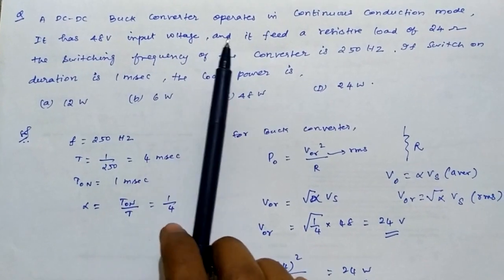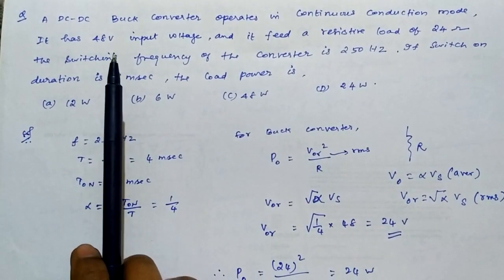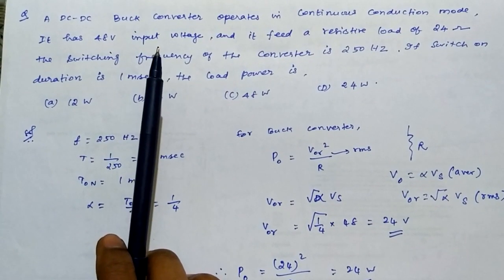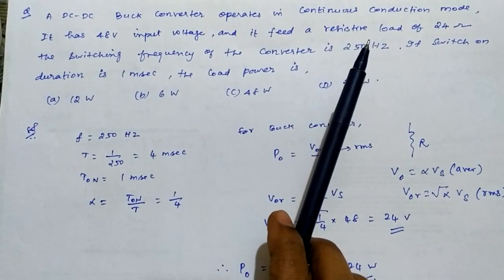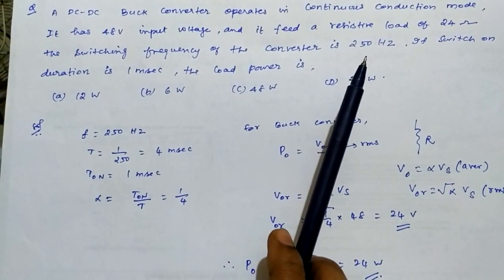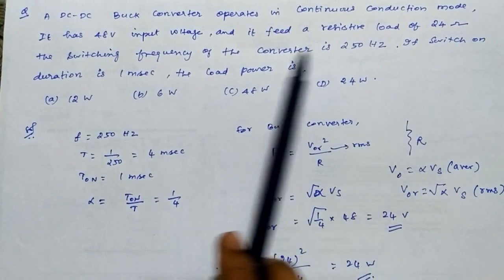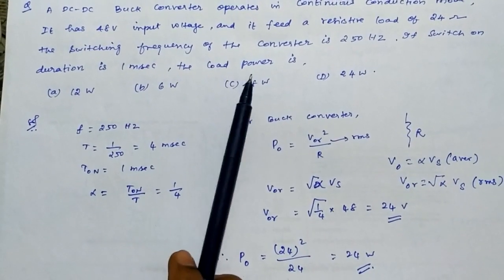The DC-DC buck converter operates in continuous conduction mode. It has a 48 volt input voltage, and it feeds a resistive load of 24 ohm. The switching frequency of the converter is 250 Hz. If the switch on time is 1 millisecond, what will be the load power?